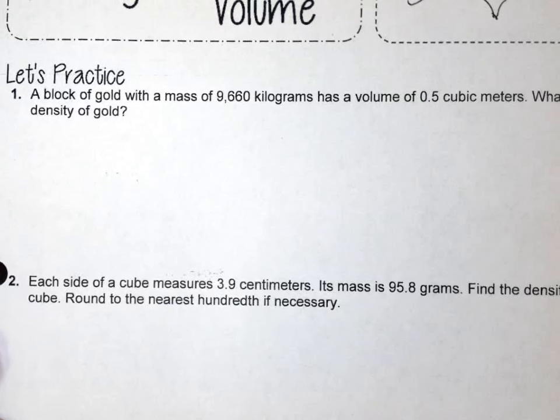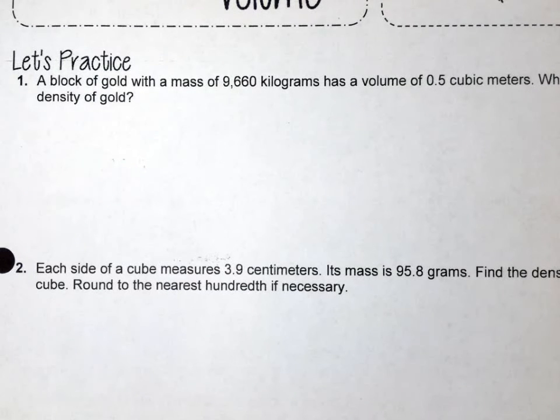There's nothing to this but to apply it. Let's practice. A block of gold has a mass of 9,660 kilograms and has a volume of 0.5 cubic meters. What is the density of the gold?